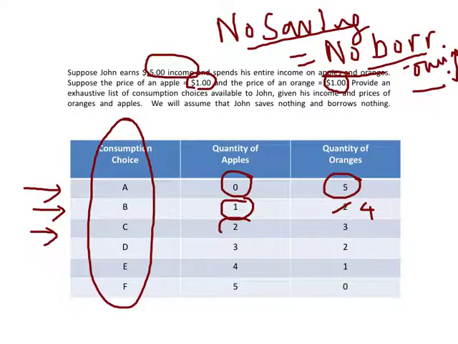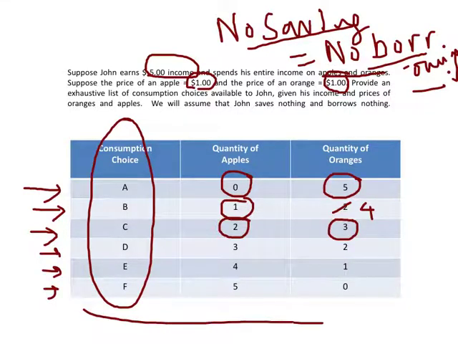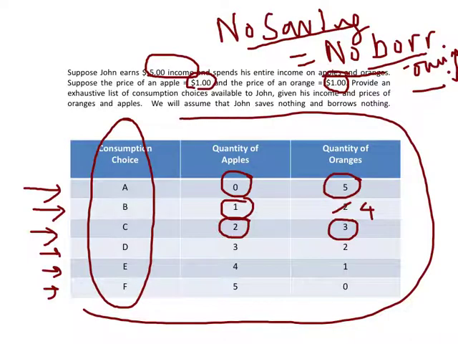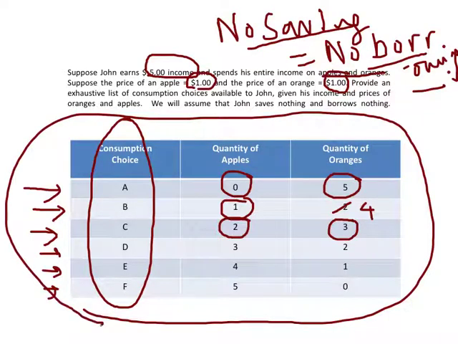Look at another consumption choice. Suppose this person decides to buy 2 apples. What's the max number of oranges this person can buy? It will be 3 oranges. And in this way we complete the rest of the choices, and what this table gives us are consumption choices available to this person given his nominal income and prices of the goods that this person can spend his money on.